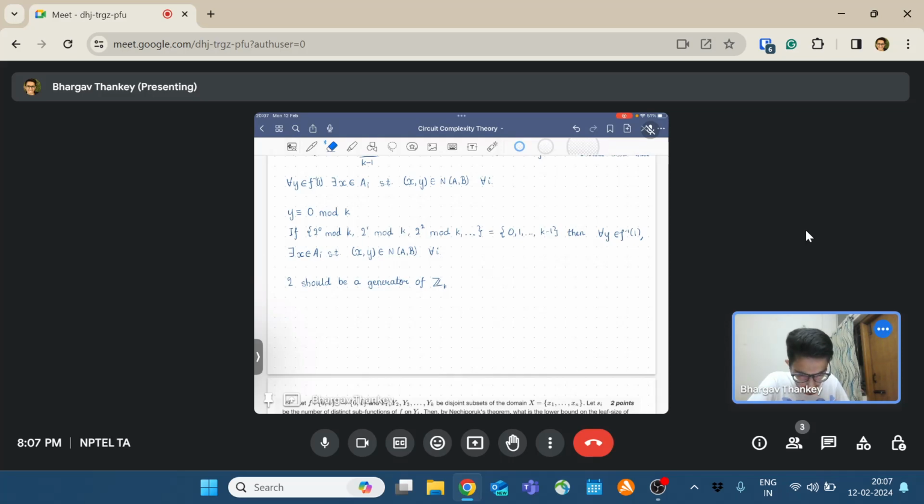Then it would be two, four, six. Oh yeah, I won't get zero over here, right? Because I'm adding powers of two, and k does not divide a power of two. So zero is not there, so I can get Zk cross.